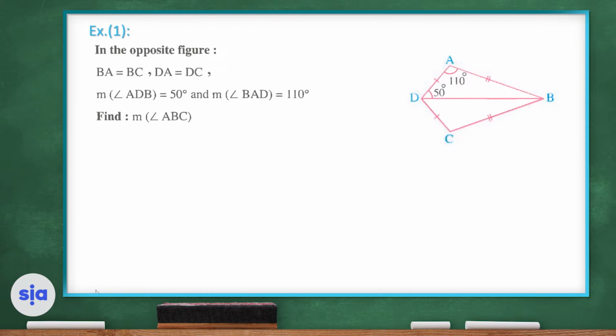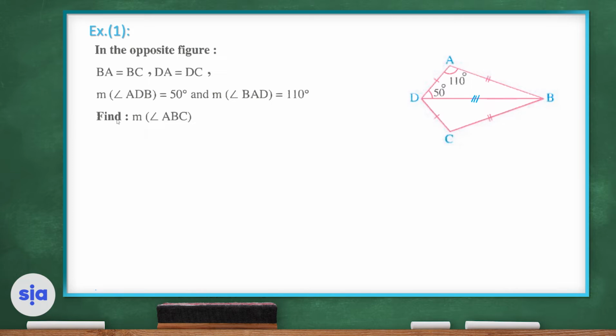In the opposite figure, BA is equal to BC and DA is equal to DC, and for sure you can see here that BD is a common side. Also given that the measure of angle ADB is 50 degrees and the measure of angle BAD is 110 degrees. How can we find the measure of angle ABC?